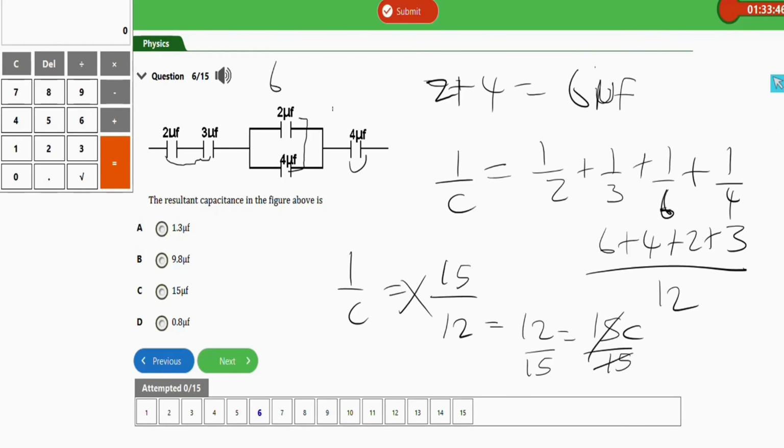So let's punch this on the JAMB calculator. We have 12 divided by 15. So we have 0.8 microfarad. The right option is option D. That's it for this question. Let's wipe this now and solve the next repeated question.